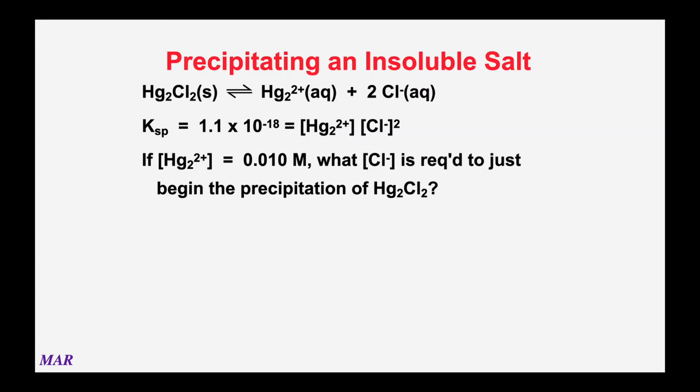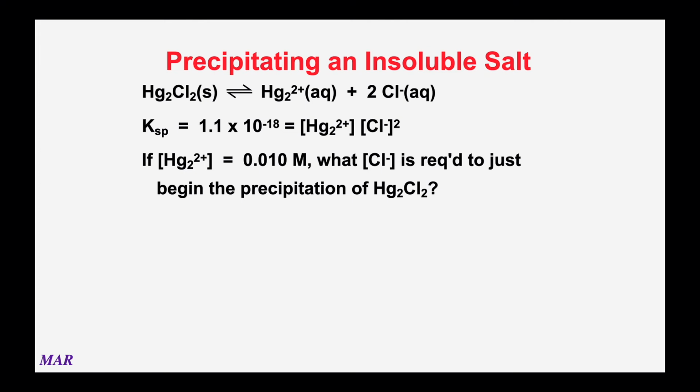Here's an example with that weird mercury 2 ion. This is Hg2Cl2, which is very insoluble. It's breaking down to the mercury 2+ ion and 2 chlorides. Now Ksp for this reaction, 1.1 times 10 to the minus 18th. And again, that's going to equal the product of the ions, nothing on the bottom because no solids or liquids. Ksp equals mercury 2+ times the chloride ion squared.